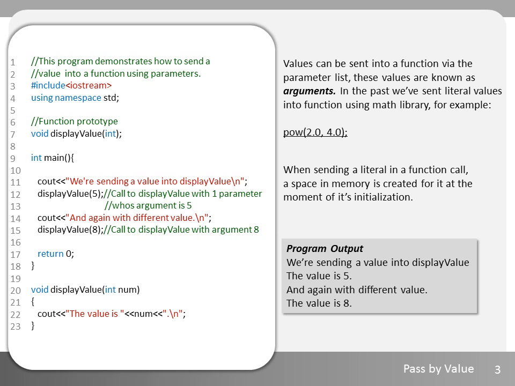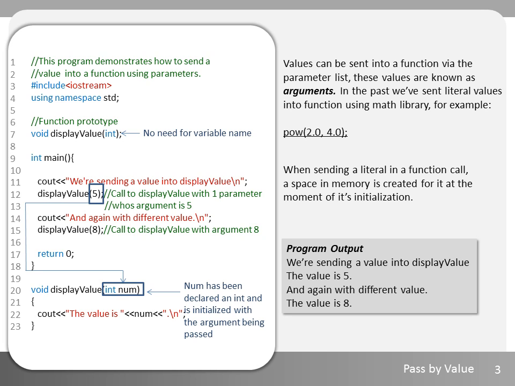Now, in creating your own function and sending a literal into a function, you place a literal inside the parentheses of the function call as seen a moment ago with pow. On line 12, there's a call to the function displayValue with the literal 5. In the prototype, you must declare the data type of the argument. In this case, the argument is 5, and it's an integer, so we write int inside the parentheses of the parameter list on line 7.